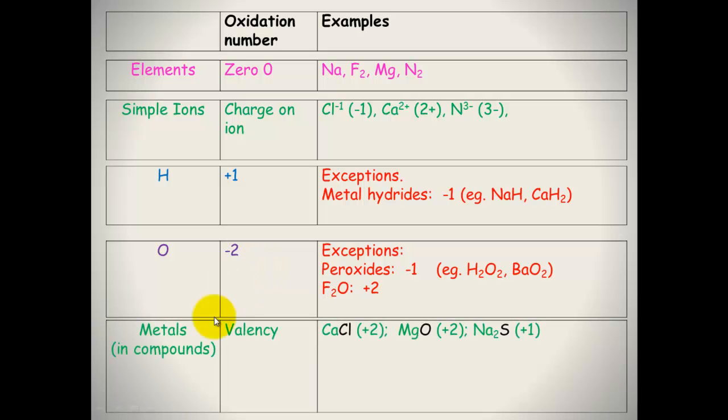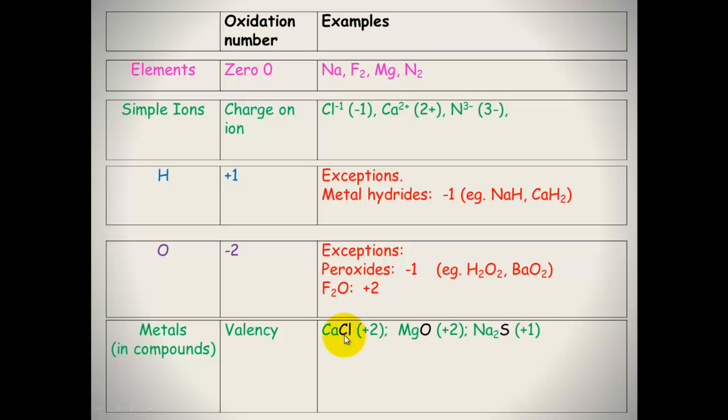Okay, last rule: metals in compounds will also always have their valency. So in calcium chloride, calcium is the metal, so it has a plus 2 oxidation number. Magnesium is the metal in a compound, so it has an oxidation number of plus 2. Sodium is the metal in the compound. Its valency is +1, thus its oxidation number will be +1.